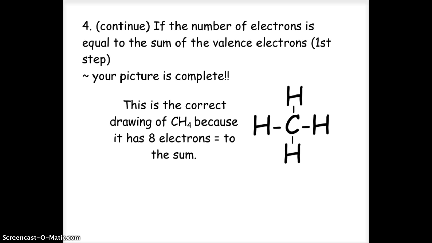Going to continue that. If the number of electrons is equal to the sum from our first step, our picture is complete. It works out. So our example, CH4, our sum in our first step was 8 electrons, and we have 8 electrons in our drawing, 2, 4, 6, 8. So our picture is complete.